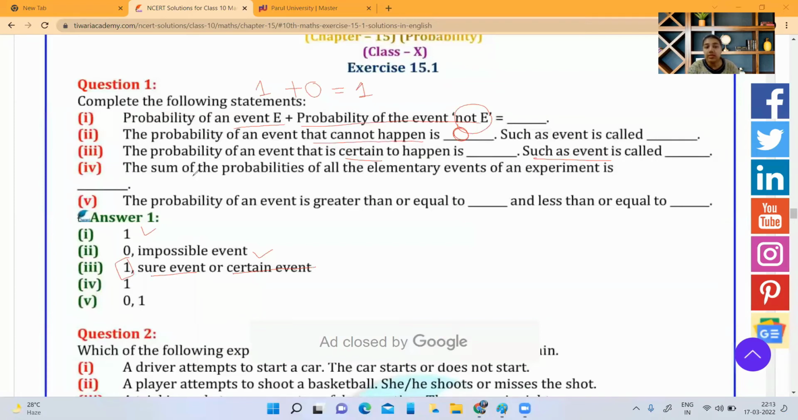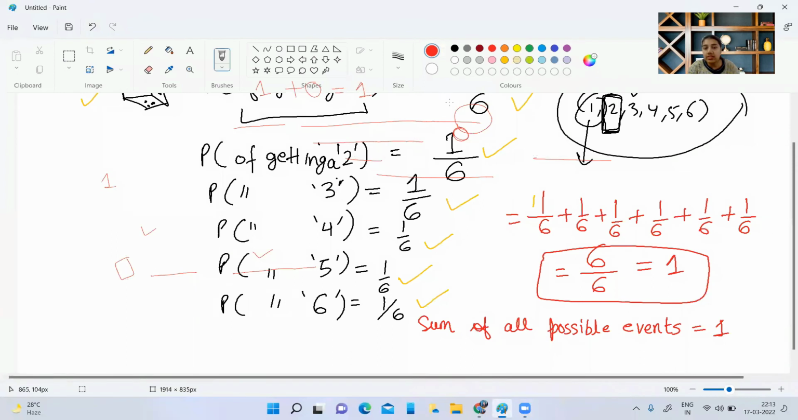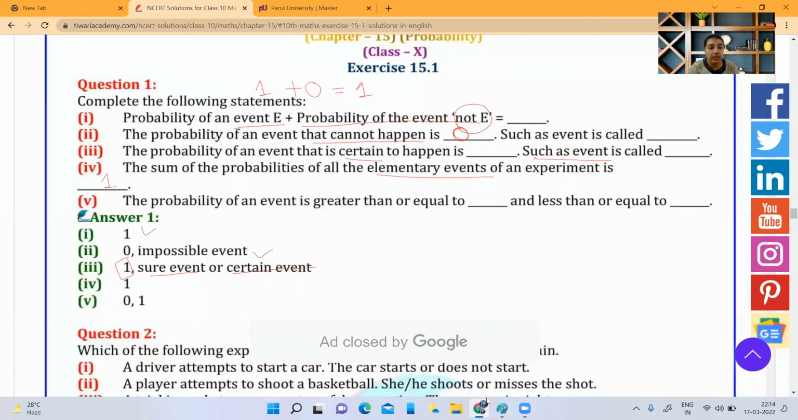Now the fourth part is the sum of probabilities of all the elementary events of an experiment is 1. How? This is the example. Why are we getting 1? We covered this already, right? These are all the possibilities, 1 by 6, 1 by 6, 1 by 6. This resulted in 1. So that's why we can say that. Now coming back to the last part, the probability of an event is greater than or equal to dash and less than or equal to dash. So the answer will be 0 and 1.